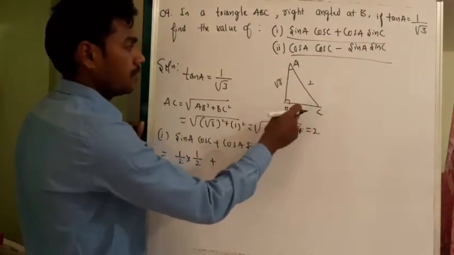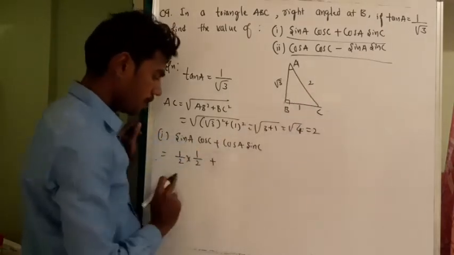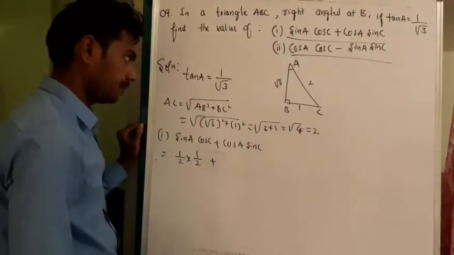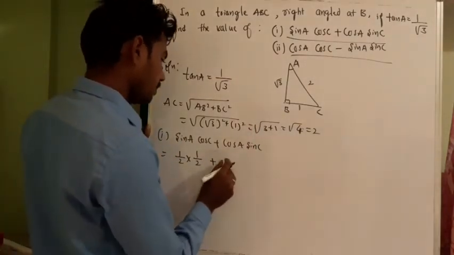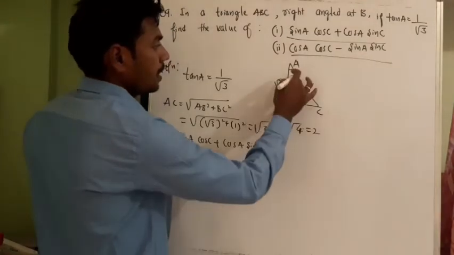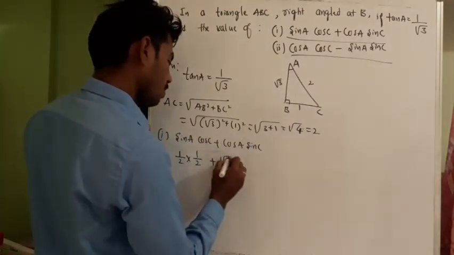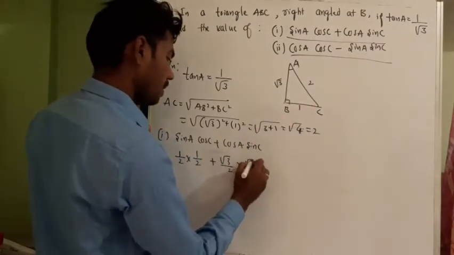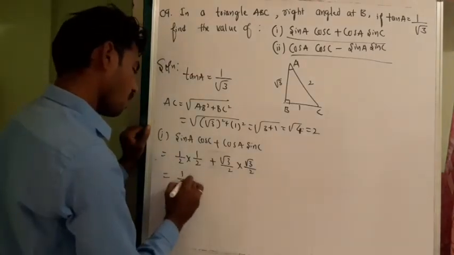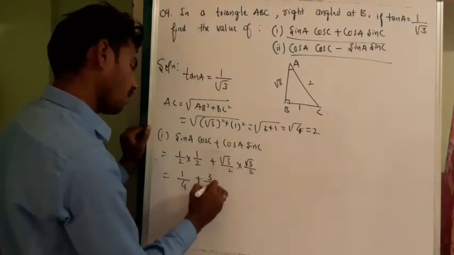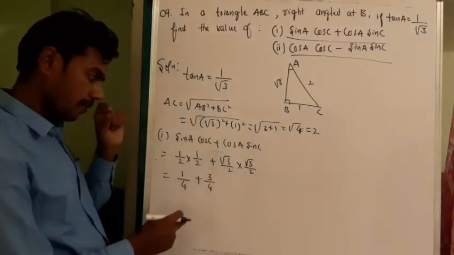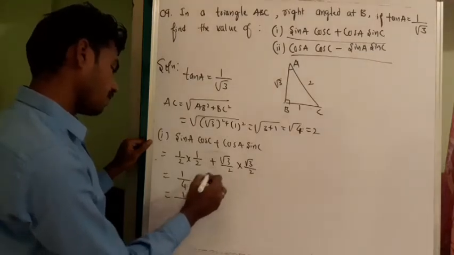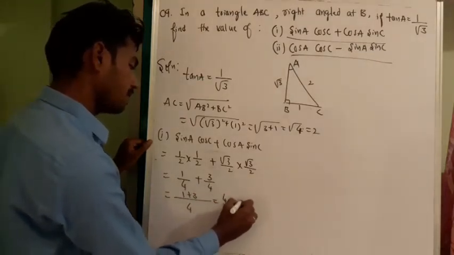Sin A cos C. See, for sin A, this is opposite by hypotenuse. For cos C, this is adjacent by hypotenuse. Next, cos A. Cos A is adjacent by hypotenuse, that is root 3 by 2, into sin C, opposite by hypotenuse, that is root 3 by 2. So 1 by 4 plus 3 by 4. Root 3 into root 3 is nothing but 3, 3 by 4. Since the LCM is the same, 1 plus 3, 4 by 4, which is equal to 1.